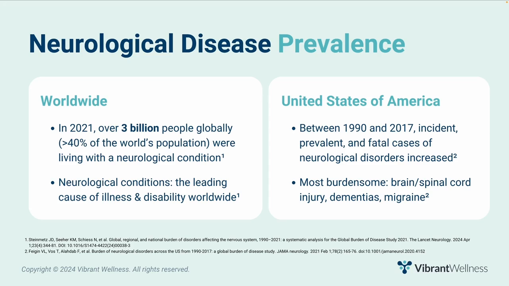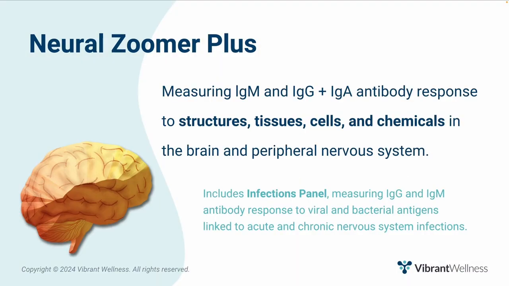In the US, the burden of neurological disorders has also risen significantly. Between 1990 and 2017, the absolute number of incidents, prevalence, and fatal cases of neurological disorders increased, largely due to the aging population. Some of the most burdensome included Alzheimer's disease and other dementias, traumatic brain and spinal cord injuries, and migraine.